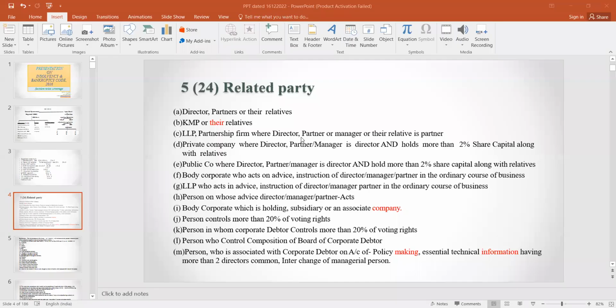This was the PPT we were referring to. So related party we have seen. I have already highlighted in this the various important things.